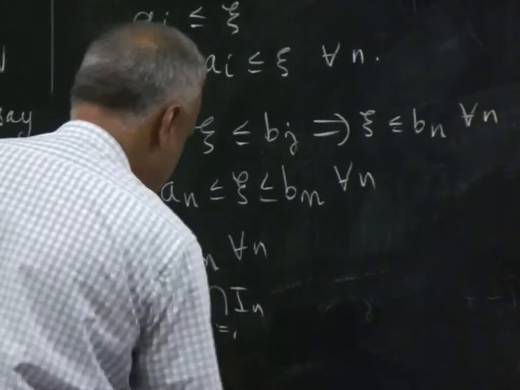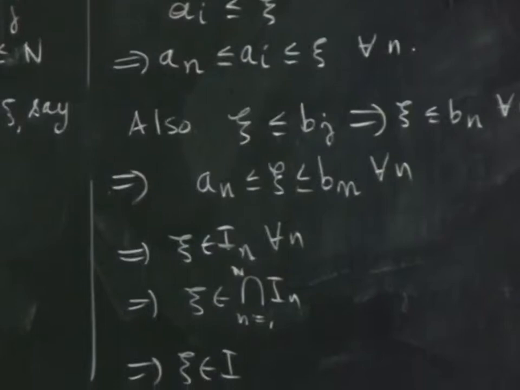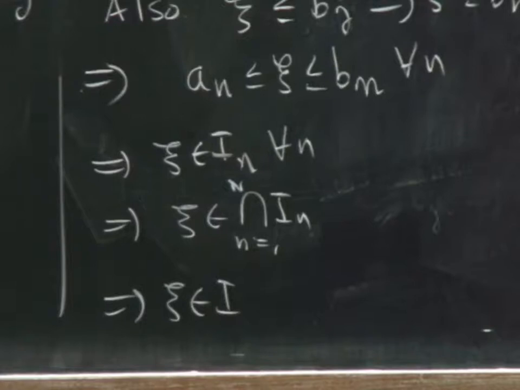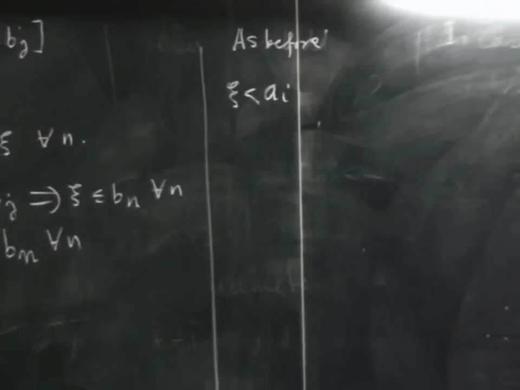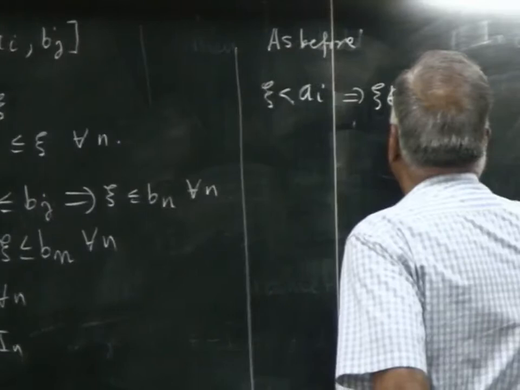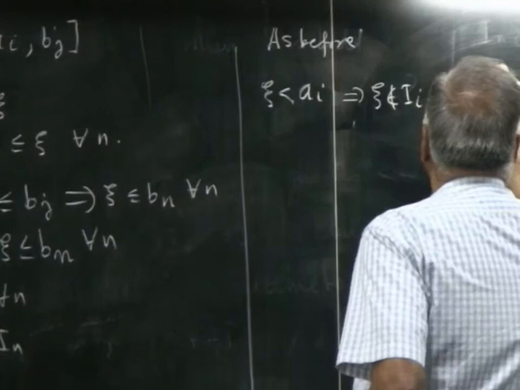Okay. So therefore, if you take any point in this interval, that intersection, any point in that interval is a part of that intersection. Now, as before, xi is less than ai, by the previous argument, it does not belong to Ai and therefore it will not belong to the intersection, implies xi does not belong to I.